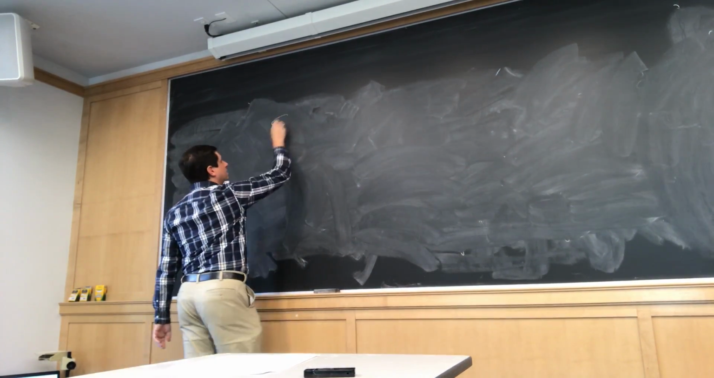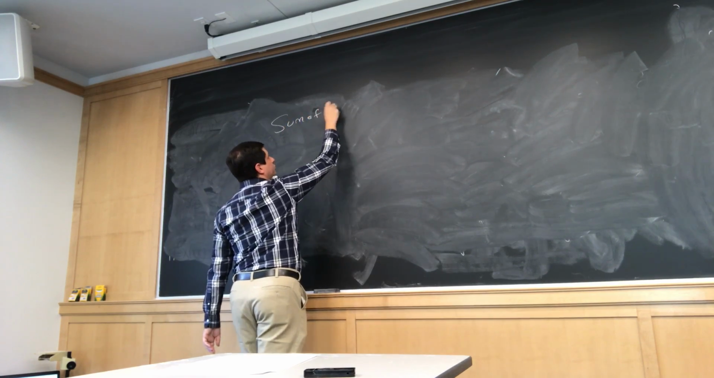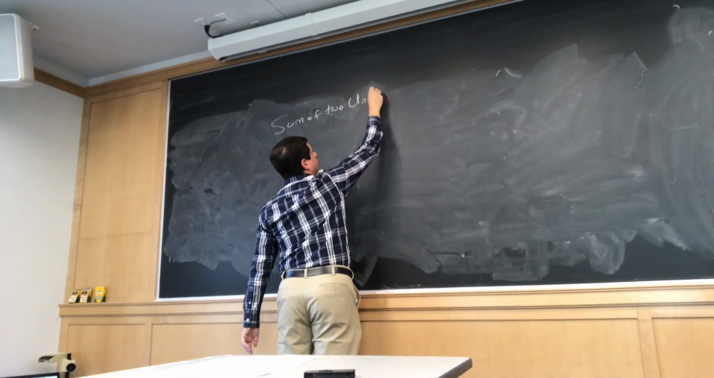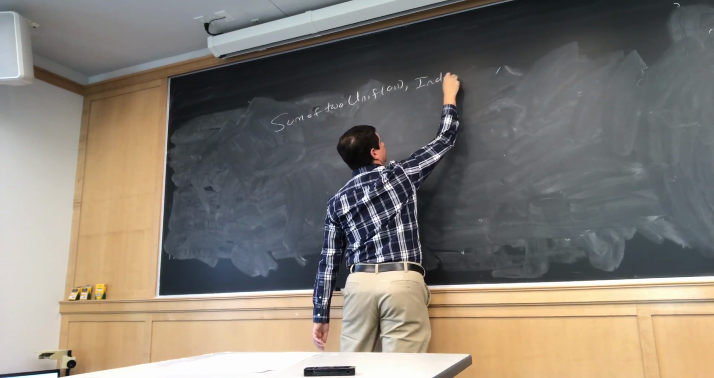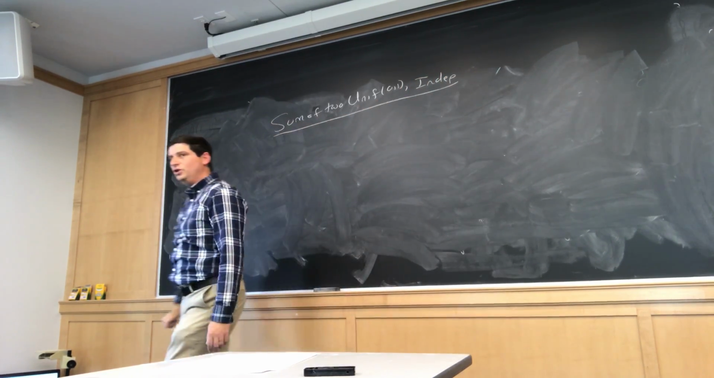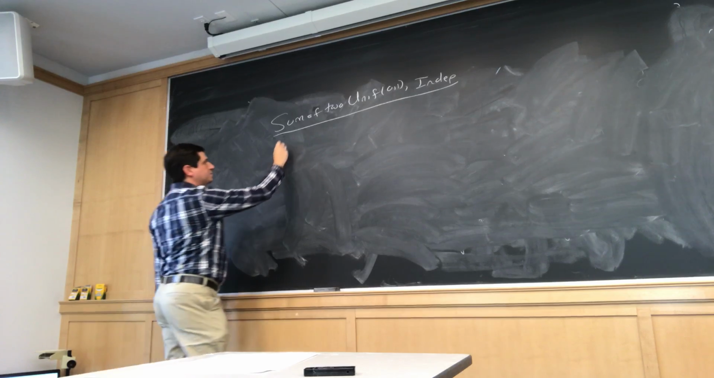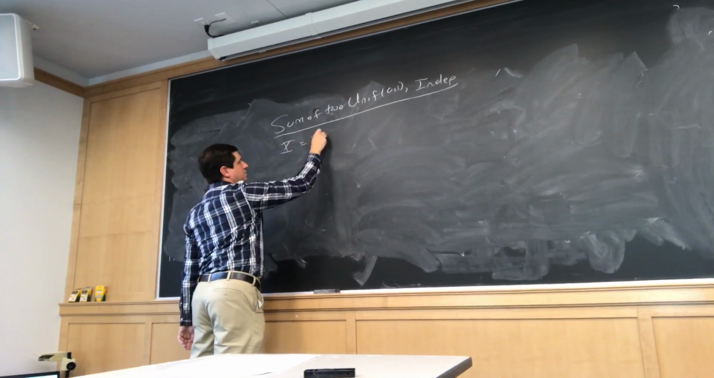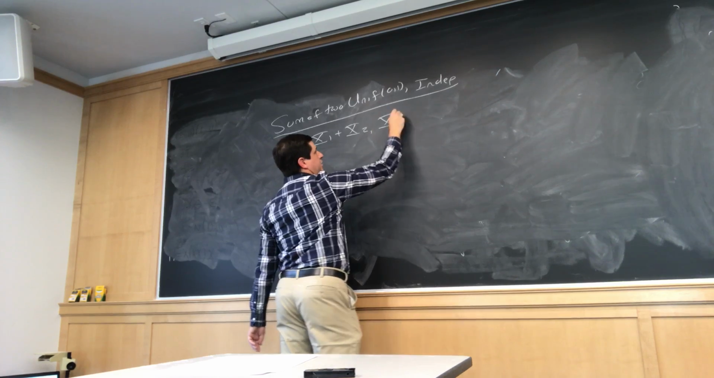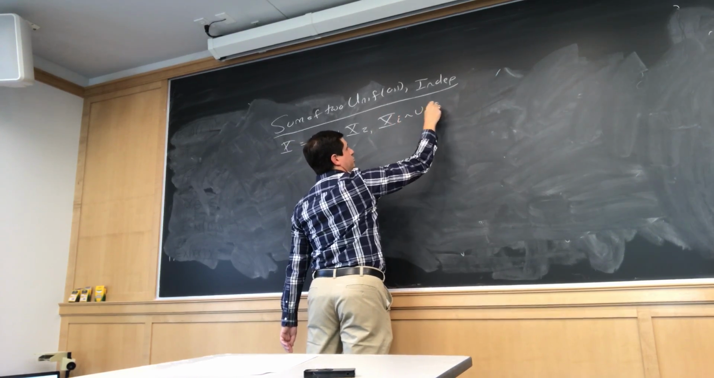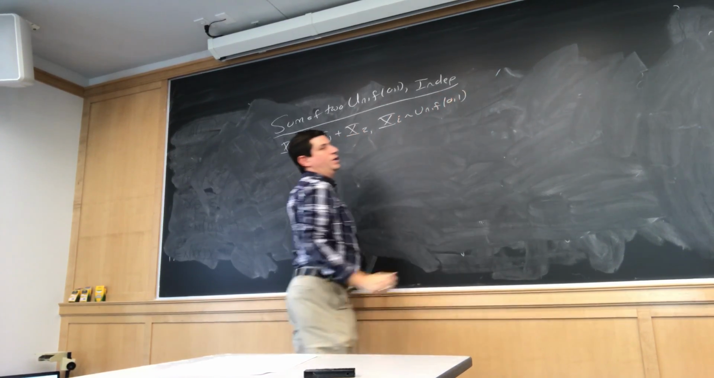So let's do the sum of 2 independent uniform 0, 1. So we want to let X be X1 plus X2. Each Xi is uniform 0, 1.